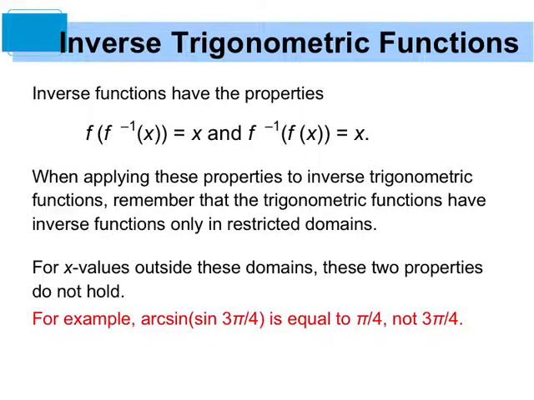So for instance, the arcsine of the sine of 3π/4 does not cancel itself out. You've got to do a little bit more work. Here's a nice rule of thumb. They will cancel each other out if that value is in the first quadrant.